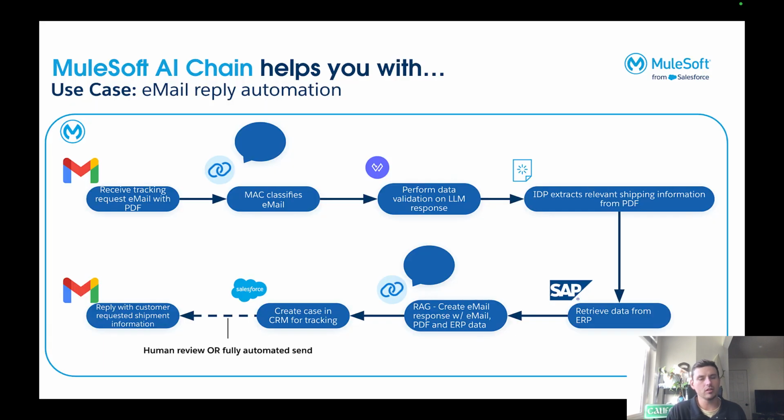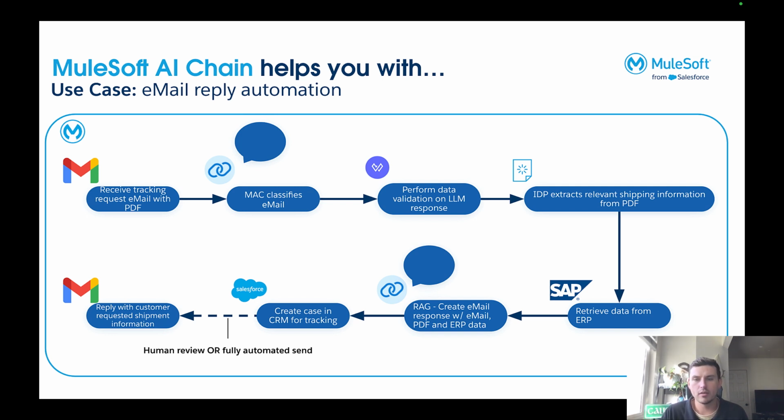For the demo, like I said before, we're going to be receiving tracking request emails with PDF attachments. So we're going to play the role of a trucking and logistics provider. We get these email requests. We're going to use the LLM to classify the email. We'll perform some data validation, very important, on the large language model response, and send off the attachments to intelligent document processing to get some data that we need out of it to call our ERP.